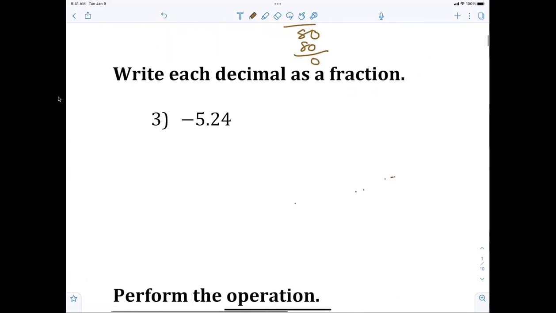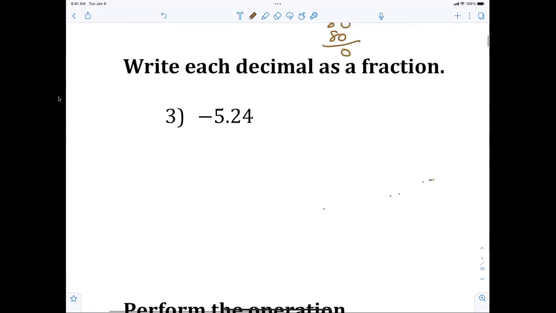Now we're going to convert it to a fraction. All right, Jay, what? Exactly, -5 and 24 over 100. And of course, I'm going to ask you to reduce 24 over 100. What am I reducing by? What factor? Dividing by what?